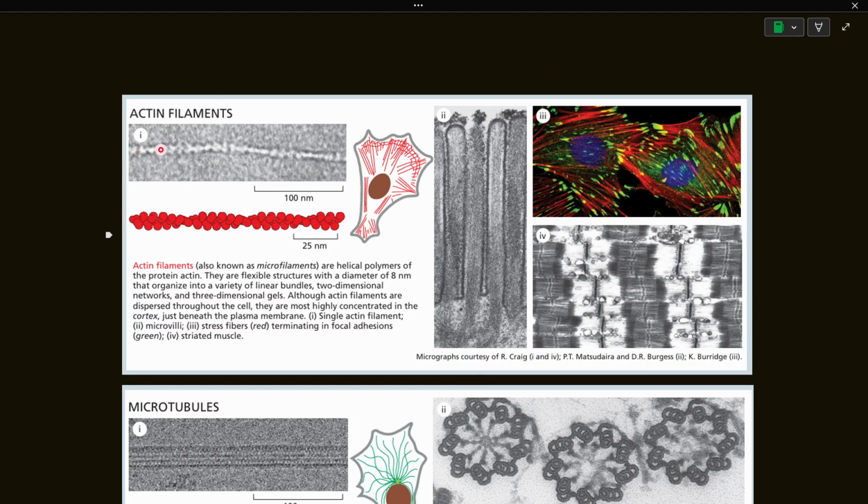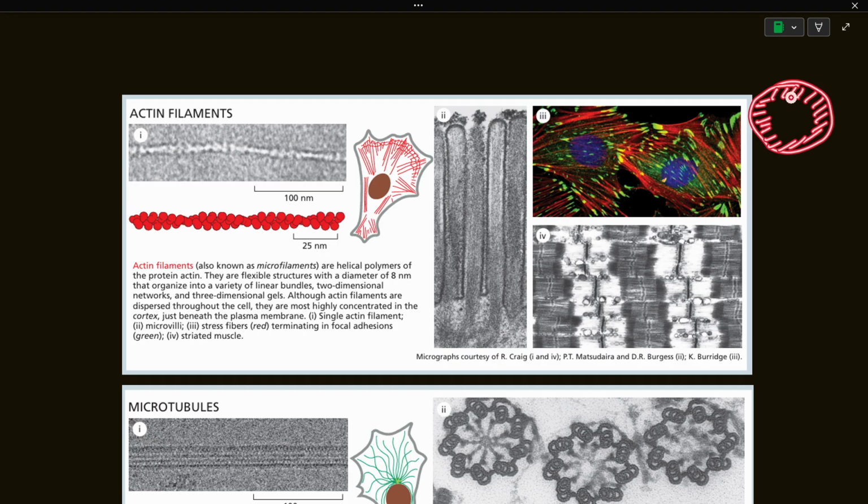This picture is a single actin filament, which are also known as microfilaments. The actin filaments are 7 to 8 nanometers in diameter, and they help in maintaining cell shape. The actin filaments are usually found in the cortex of the cell. Cortex is the cytoplasmic area which is present just beneath the plasma membrane. So let's say that this is the cell, and that is the cell membrane. The cytoplasmic area here is known as the cortex.